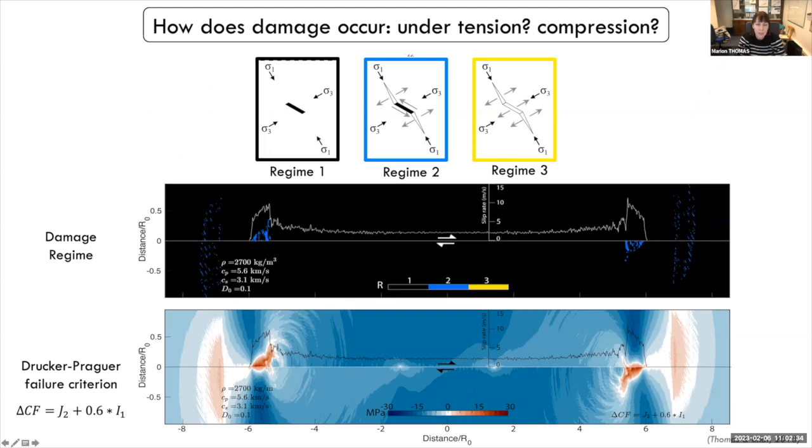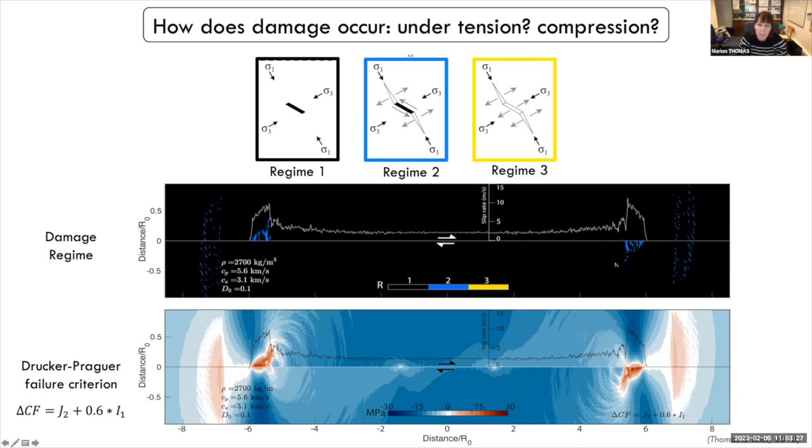And here I'm plotting what's happening in the medium at the time of the snapshot. And I have three colors that depend on the regime undergone by those different cells in the model. So in black, it basically stays elastic. There is no inelastic deformation. In blue, it's when you have growth of wing cracks, and in yellow, if you have a locally tensile regime. So you can see that the deformation is always happening that way under regime 2. And if you compare with the Drucker-Prager, it's a good first approximation to see where the crack can grow.